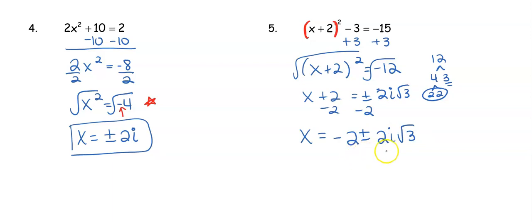Remember, you only want to add the pieces together if they are like terms. These two things are not like terms. One is a real component and one is an imaginary component, and that imaginary component has a radical. So only put things together that are like terms. All right, that was our solving by square roots video.